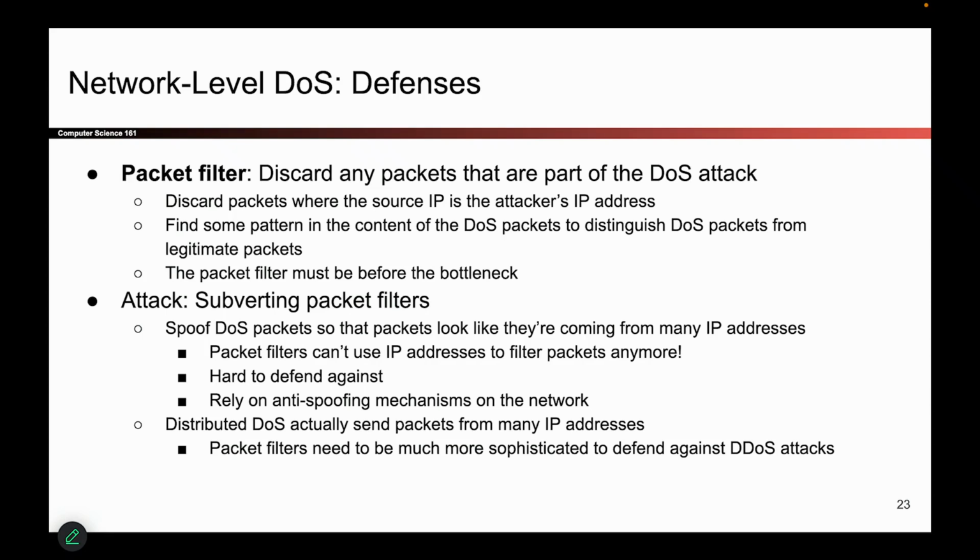Now, another possible attack is to use actual DDoS, where you are sending packets from many IP addresses. So here you're not doing any spoofing at all. Every packet is honest, but they're really coming from dozens or hundreds of different sources. So this shows why DDoS is so hard to defend against. The packet filter has to think a lot harder about packets to try and figure out which ones are part of the DDoS attack and which ones are not.